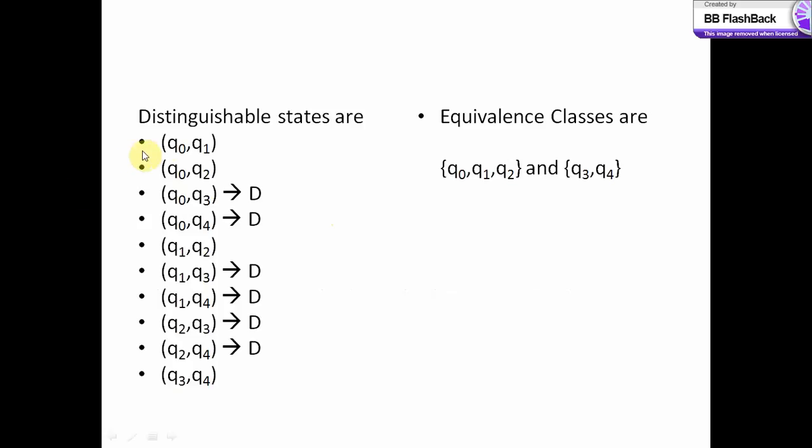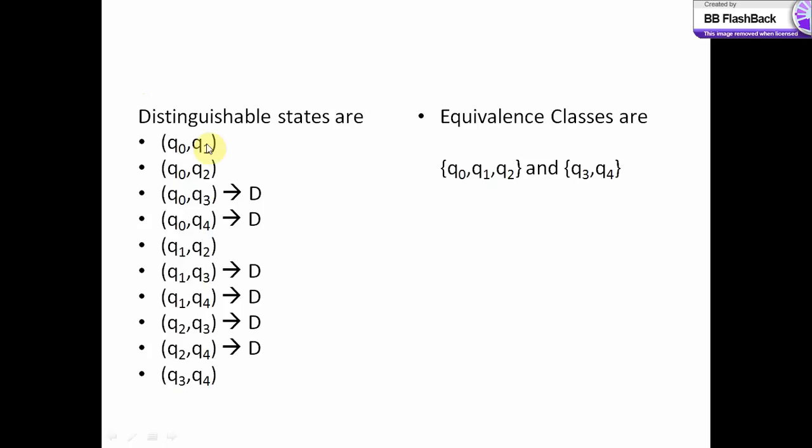Now, in these pairs of states, we need to identify which are the pairs that can be marked as distinguishable. So to mark as distinguishable in a pair, one state should be final and the other should be non-final. So let us take the pairs which have the final state, so that we can easily identify whether that is a distinguishable pair or not.